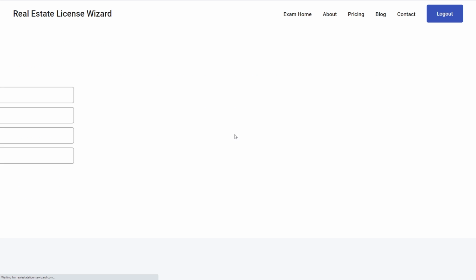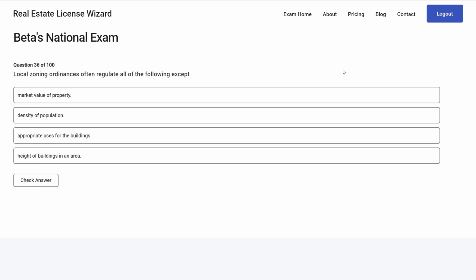Alrighty. Next question. 36. Okay, local zoning ordinances often regulate all the following except: market value of property, density of population, appropriate uses for the buildings, or height of buildings in an area. So think that one over.